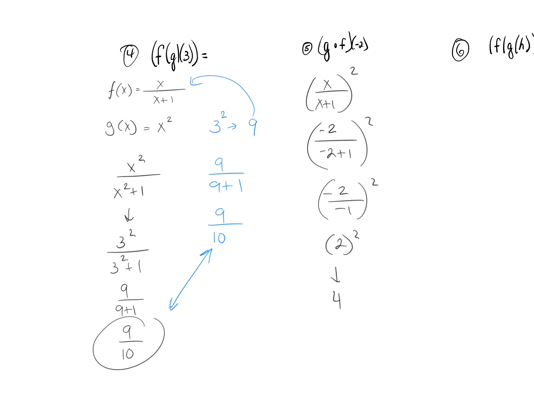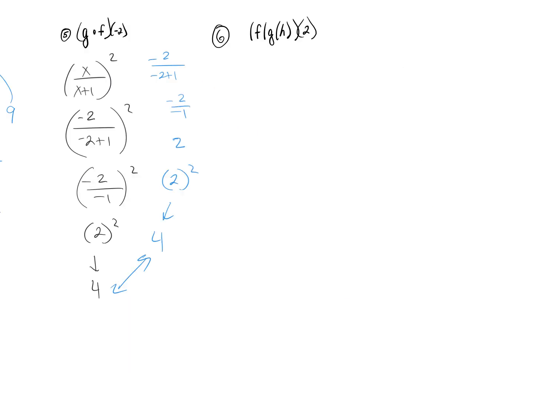Like I was doing for the other one, when you're plugging negative 2 into the f first, you're going to get negative 2 over negative 2 plus 1, so negative 2 over negative 1. So we get positive 2. We plug that positive 2 into the g of x, so it's going to be 2 squared. And we end up with 4. So you're going to get the same answer both times. It doesn't matter which way you prefer.